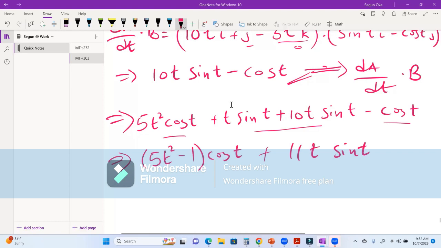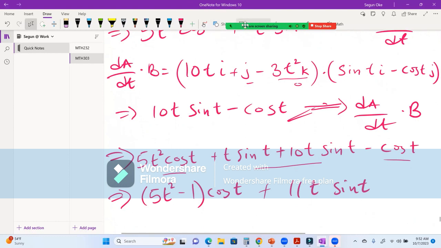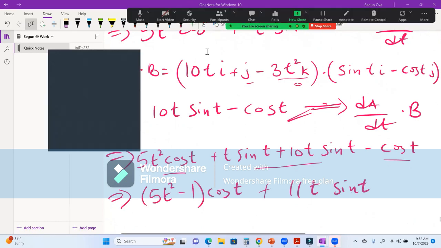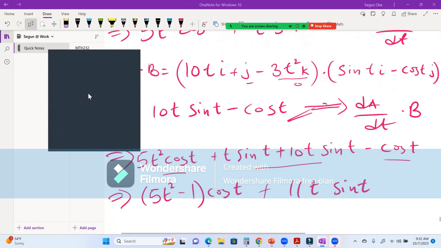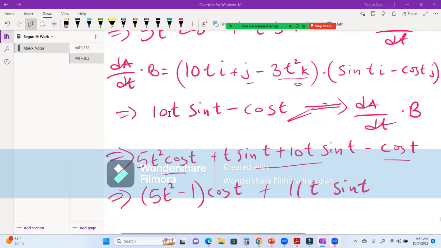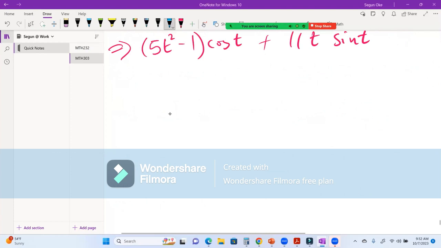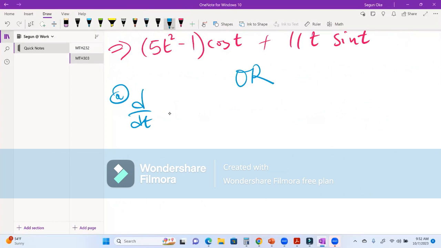Okay. There is another way we can solve it. Should I solve it in another way? You want to see it in another way? Yes, sir. Okay. So let's look at another way of solving it. Same A, we have d/dt in bracket A dot B. Now, we know A dot B. What is A dot B? Let's go to A. Our A is what?